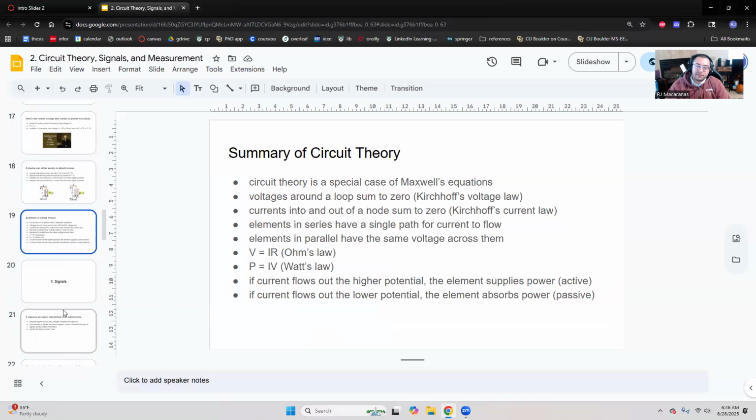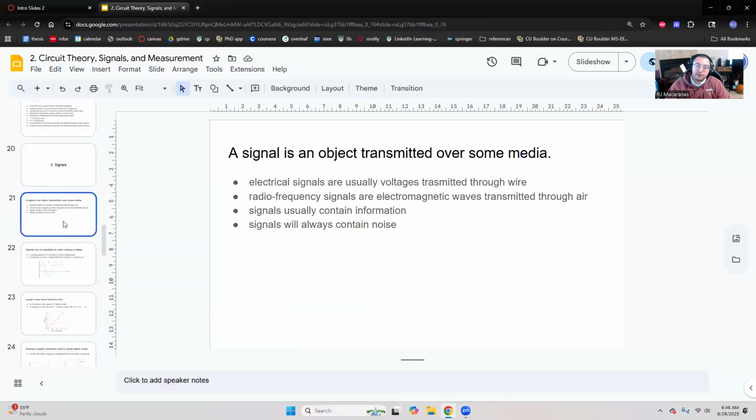So this is just a summary of circuit theory. I won't go over that. And now we'll talk about signals. All right, so a signal is an object transmitted over some media. And by media, I'm not talking about social media. I'm talking about physical channels where we can send things.